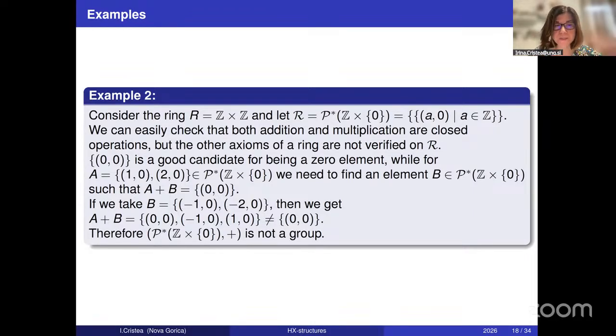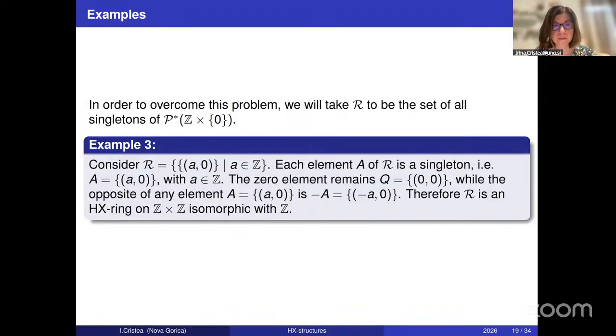Because it is not a group, we also cannot define the ring structure. But in order to overcome this problem, we will take R to be the set of all singletons of the same set P star of Z times 0. We have to pay attention to how the set R is constructed now: it is the set containing the singletons.